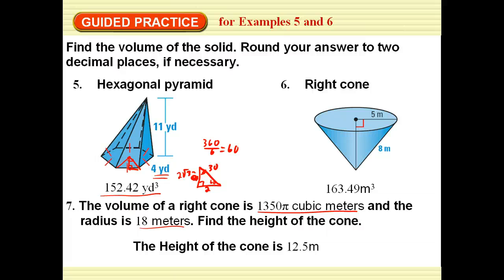So I hope you've tried it. The height of the cone comes out to be 12.5. How do we get that? The volume, 1350 pi, is equal to the area of the base, which is pi r squared, so 18 squared times pi, multiplied times the height. So I simply need to divide both sides by 18 squared pi, and that will give us our height, and it should work out on our calculator.